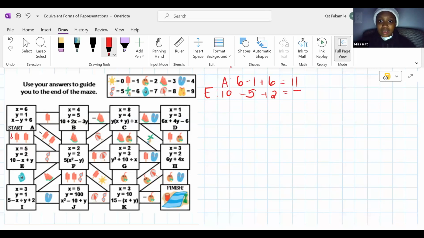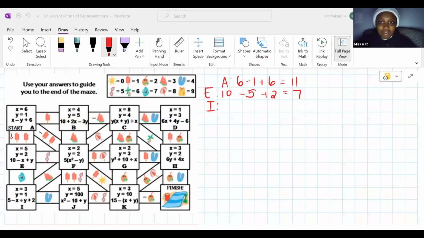7. So where are we going according to our key? 7 is this blue little thingy here. So where are we going? Are we going across or down? Down. Thank you. So it's I. See, guys, it's not that bad. You guys are so dramatic.